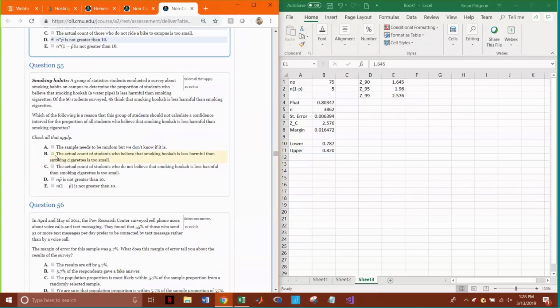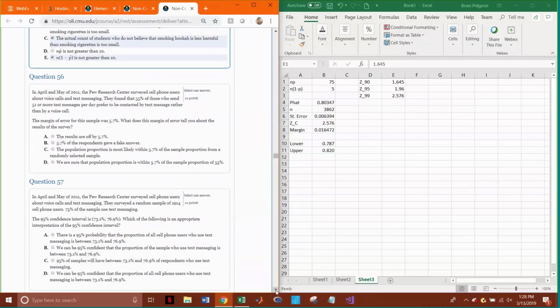Same thing with question 55. We don't know if it's random. The actual count of students who do not believe hookah is less harmful is too small, because 45 people think that hookah is less harmful, which means only 5 think it's not less harmful, which means n times 1 minus p-hat is not greater than 10. It's actually 5.